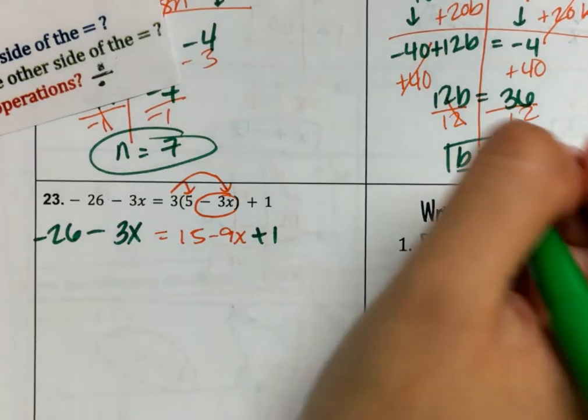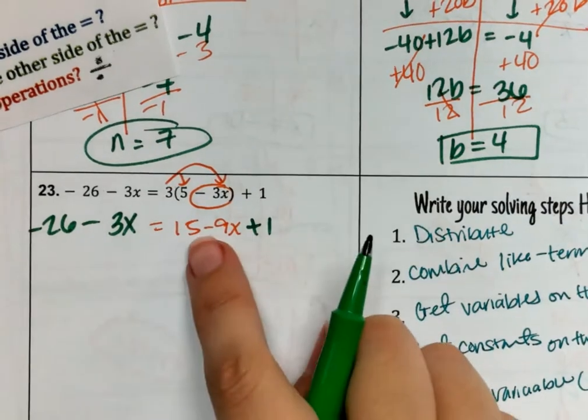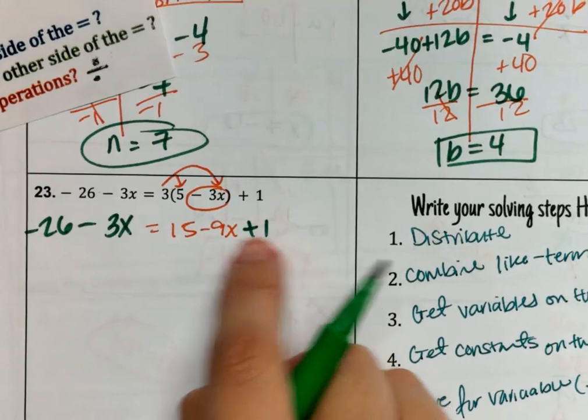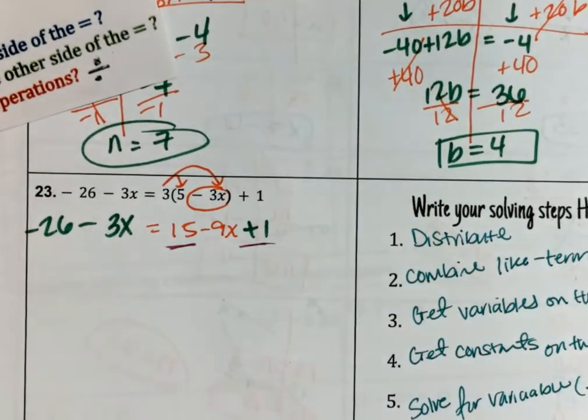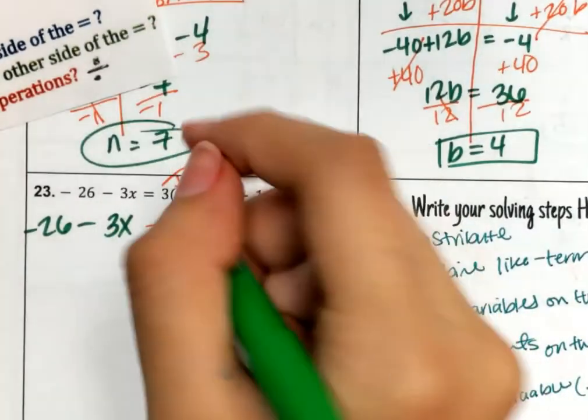Next step, can I combine like terms? On the left, no, one has a variable, one doesn't. But on the right, although one has a variable, 2 don't have a variable. So I can combine 15 with a 1. 15 plus 1 is 16, and I can bring everything else down.